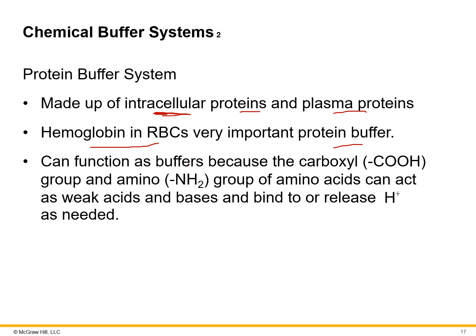So they can function as buffers because amino acids have a carboxyl group, which is an acid. It can donate this hydrogen ion. And they have an amino group, which is a base, because hydrogen ions can join onto that nitrogen to make ammonia. So those amino acid groups can act as weak acids and bases and alter and regulate that hydrogen ion concentration.